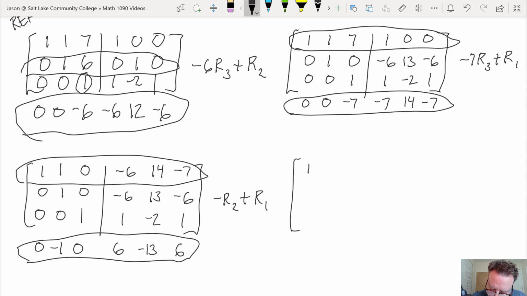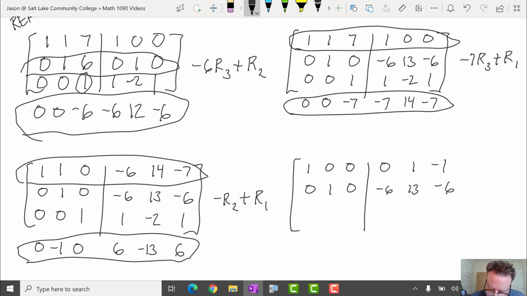We're going to get 1, 0, 0. And then we're going to get 6 and negative 6 is 0. 14 plus negative 13 is 1. Negative 7 plus 6 is negative 1. Second row stays the same. 0, 1, 0. Negative 6, 13, negative 6. Last row stays the same. 0, 0, 1. 1, negative 2, 1.